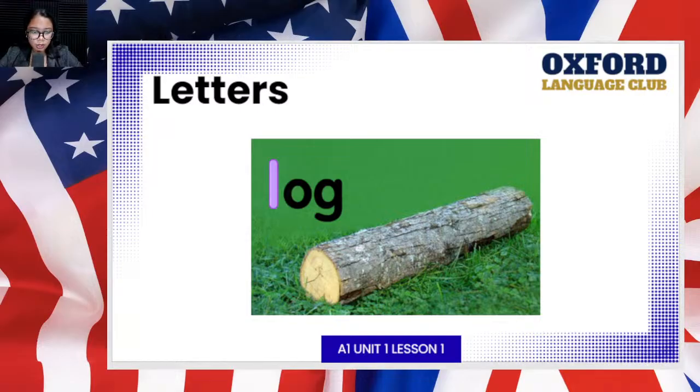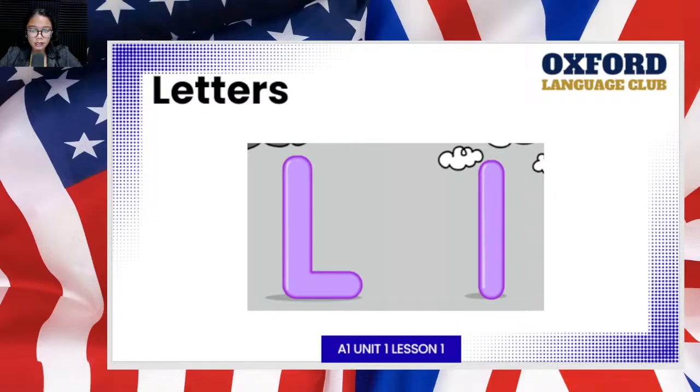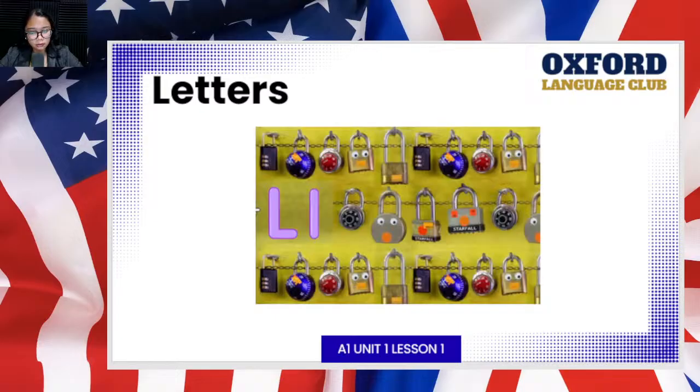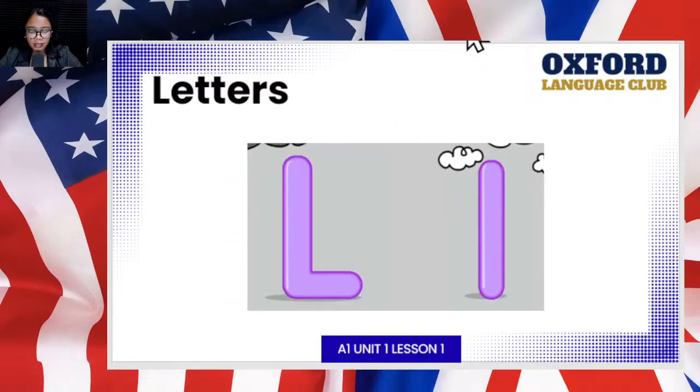Let's have another word for letter L. There's a lot of something here. What are these? These are what we call locks. Again, locks. What is our letter? Letter L. How do we pronounce it? L. What is our word? Locks. So that is letter L.